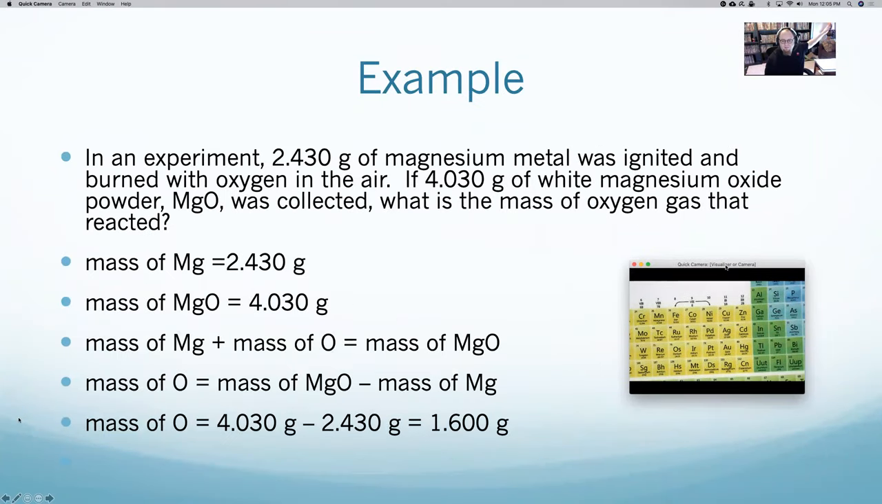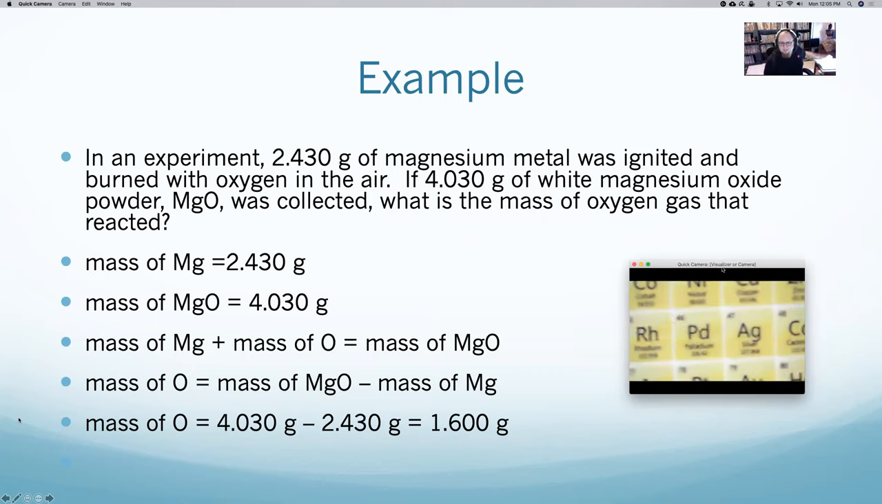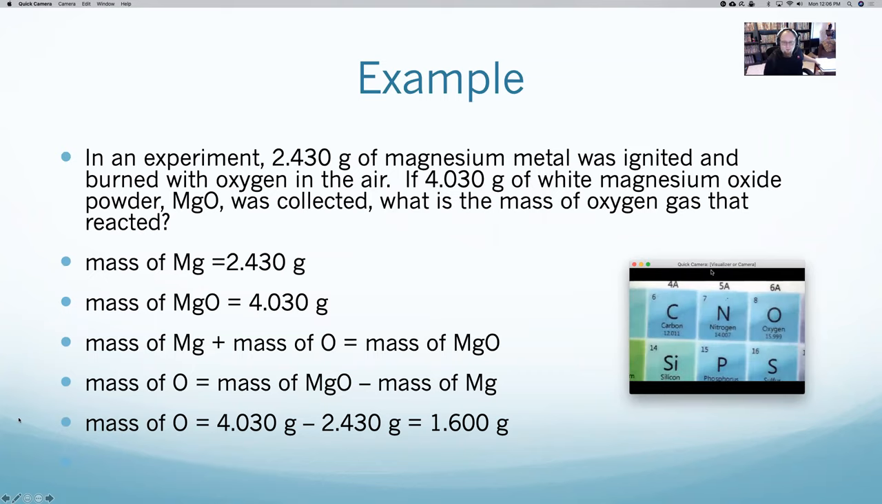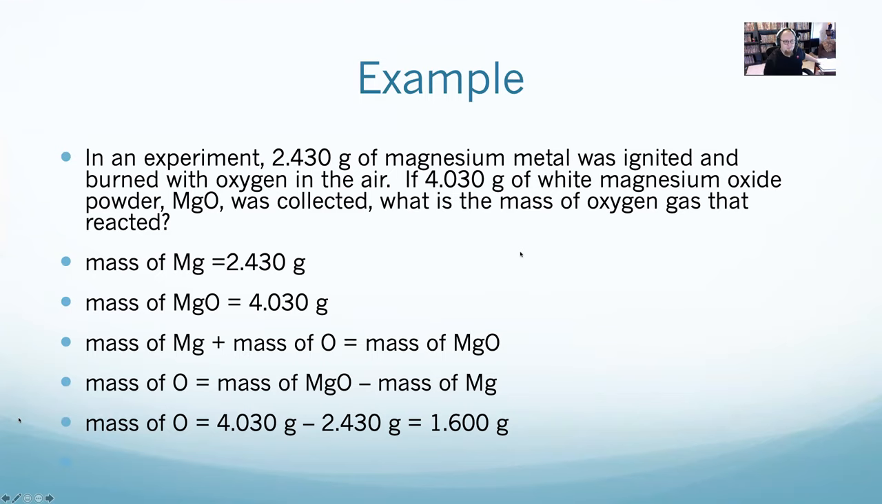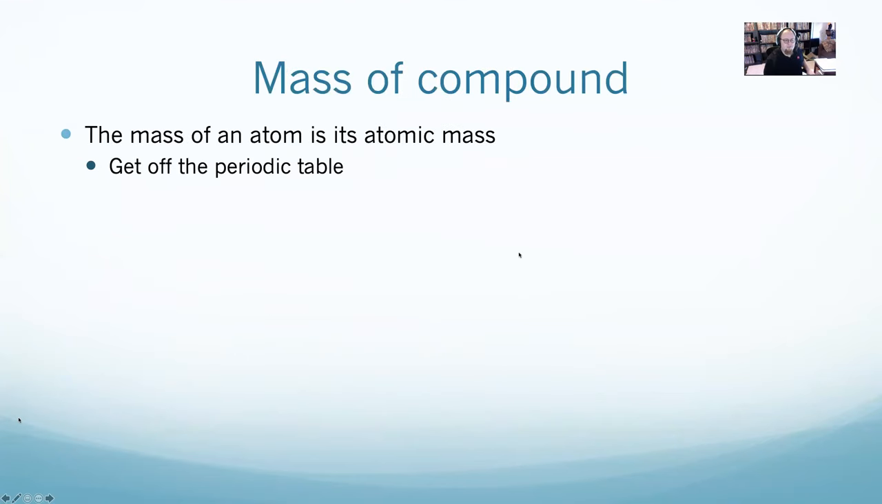If you have an atom, you can find its atomic mass. Its atomic mass is how much one atom weighs, and it's just the number on the periodic table. Nitrogen's atomic mass is 14.007 amu. Carbon is 12.011 amu. It's the mass on average of an atom, right? That's what atomic mass is.